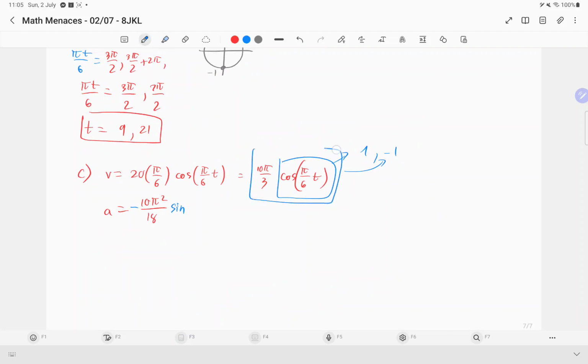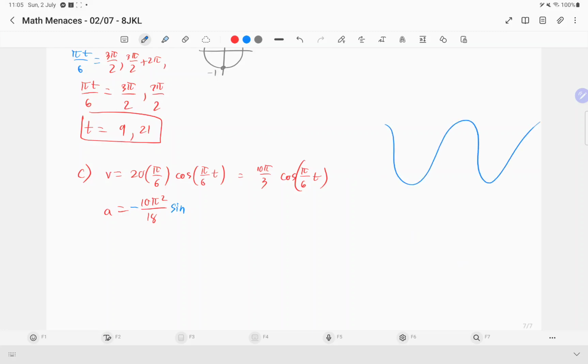This is the velocity equation, right? This equation gives you what the velocity is at a certain time. And then we know that this is going to be like a cos function, so it sort of looks like that. And the maximum speed is either the top or the bottom points. So it's 10 pi on 3. But the velocity will be either positive 10 pi on 3 or negative 10 pi on 3. So you can actually just equate the velocity to these two values and then solve for t.